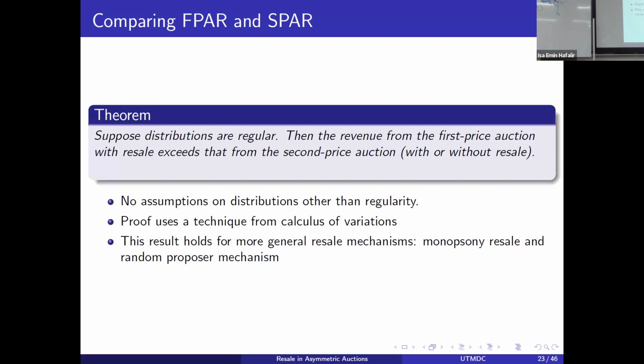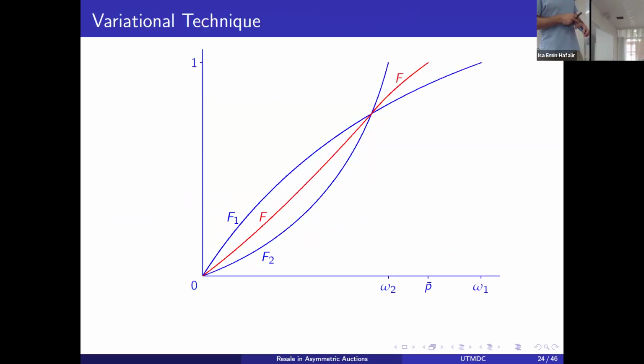At the time that we used calculus of variations, we were not aware of other economics papers using it. So what's the idea? Think about geometry. This is F given geometrically by F1 and F2, and the revenue in a first price auction with resale is simply the integral of 1 minus F squared, whereas in a second price auction it is the integral of 1 minus F1 times 1 minus F2. So it's actually quite simple. And you know that when F1 and F2 get closer to each other, F becomes equal to F1 and F2.